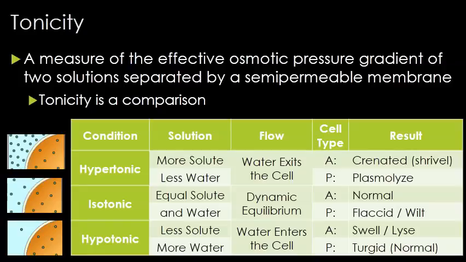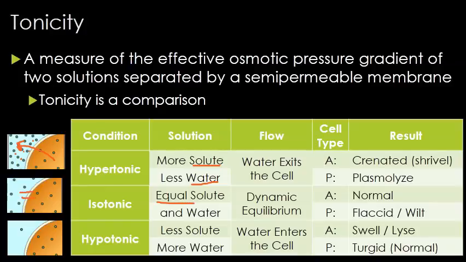So if a cell is in a hypertonic solution, as in the top picture, this solution has more material outside than there is inside. So there's more solute and less water. So water is going to go out of the cell. Okay, in an animal cell, it's going to cause it to shrivel, or the real word, crenate. And in a plant cell, it will cause it to plasmolyze, which is when the cell membrane literally tears away from the cell wall.